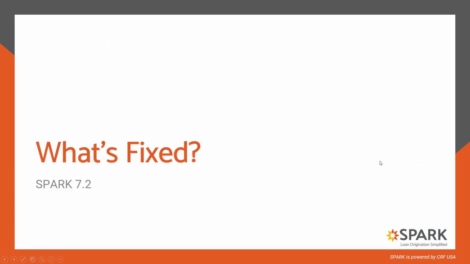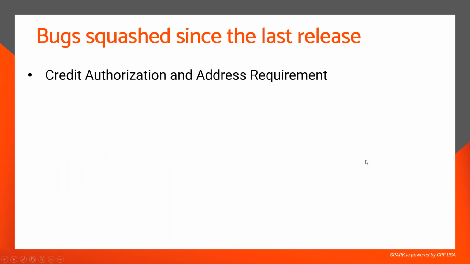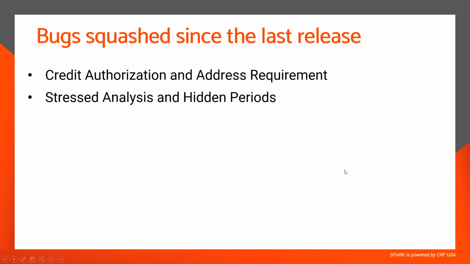And so we got a few things that we also fixed since our last release. First one is the credit authorization and the address requirement. So it will now properly require an address prior to completing and submitting that activity in an information request. We also had an issue with the stress analysis and hidden periods. So now the stress analysis for the debt service coverage will honor that period visibility. So if it's meant to show, it'll show. If it's meant to be hidden, it will be hidden.